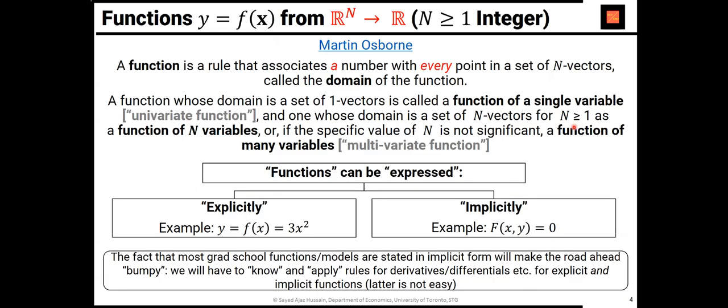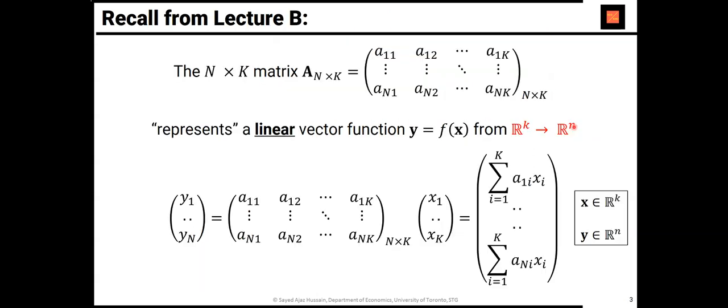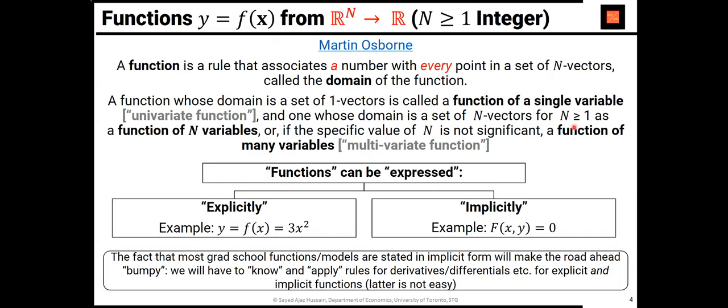Now we go to functions where you may have one x or several x's, but you always have one y. So the big difference is in vector functions, you could have several x's and several y's, whereas now you only have one y and possibly multiple x's. So a function is a rule that tells you to take a number from the domain, the x's, and assign a unique number in the range, the y's.